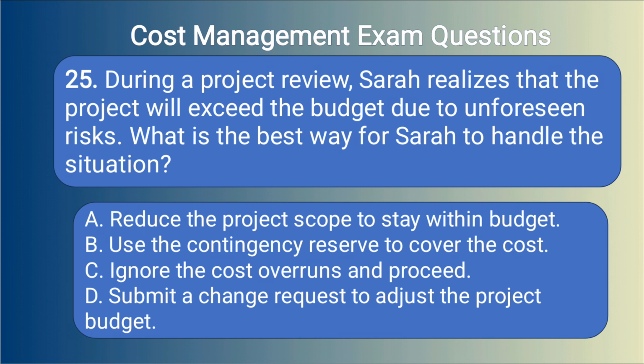25. During a project review, Sarah realizes that the project will exceed the budget due to unforeseen risks. What is the best way for Sarah to handle the situation? A. Reduce the project scope to stay within budget. B. Use the contingency reserve to cover the cost. C. Ignore the cost overruns and proceed. D. Submit a change request to adjust the project budget.